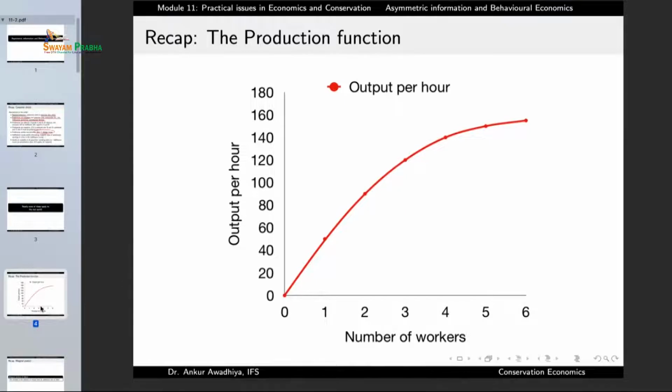In an earlier lecture, we had looked at the production function. The production function tells us that the output per hour goes on increasing when the number of workers increases, but then it starts to reach a plateau. So the output does not just go on increasing, it will reach a plateau after a while. And so if you have any more workers, then the marginal productivity of those workers will be less.